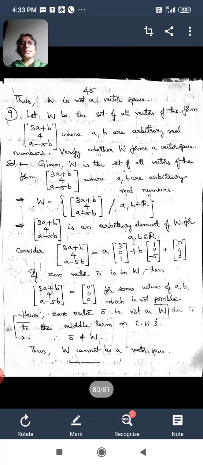For this, let us consider whatever is given in the problem first. It is given that W is the set of all vectors of the form 3a plus b, 4a minus 5b. These are the three entries in the column vector of order 3 by 1, where a, b are arbitrary real numbers. They can be any real numbers from the set capital R.